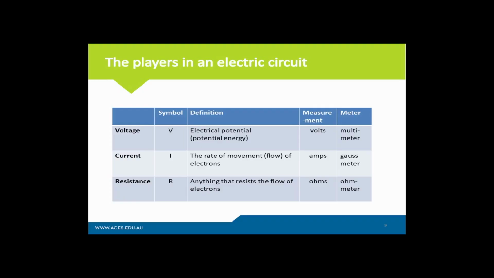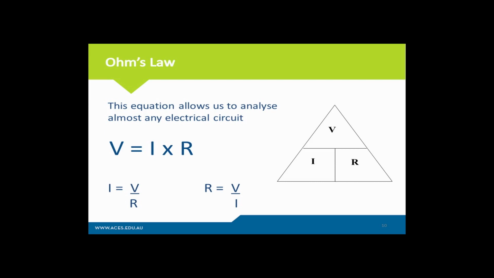To measure voltage, we use a multimeter or a volt stick. To measure current, we use a Gauss meter. And to measure resistance, which is something we don't do in building biology, we would use an ohm meter if we did. To have a look at the dynamics between voltage, current and resistance, we use what's referred to as Ohm's law.